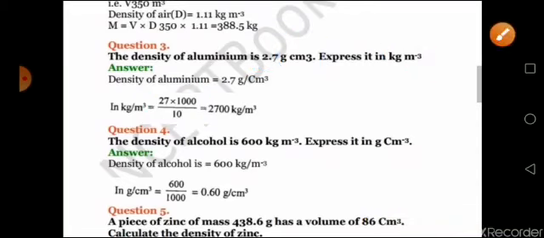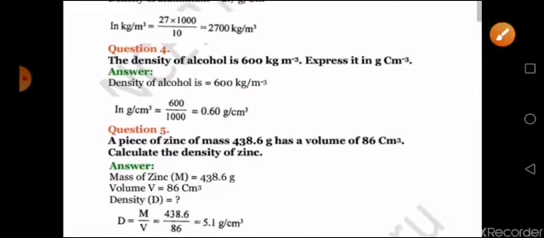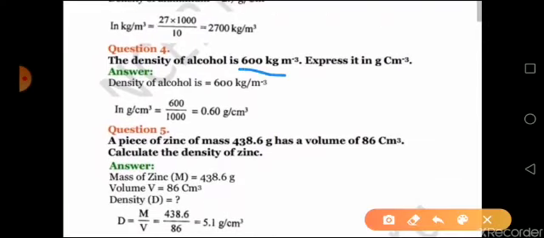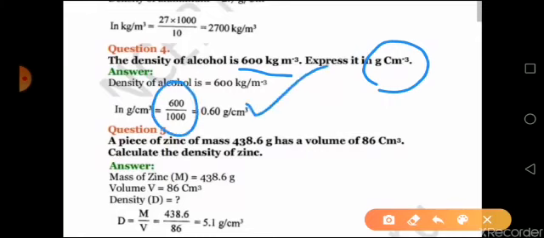Conversion factors, first you have to learn from your textbook, then only go for solving your numericals, else you will not understand. Now coming to your question number 4, density of alcohol is given. You have to express it in gram centimeter raised to minus 3. So like your first question, simply divide it with 1000, you can convert it, right?